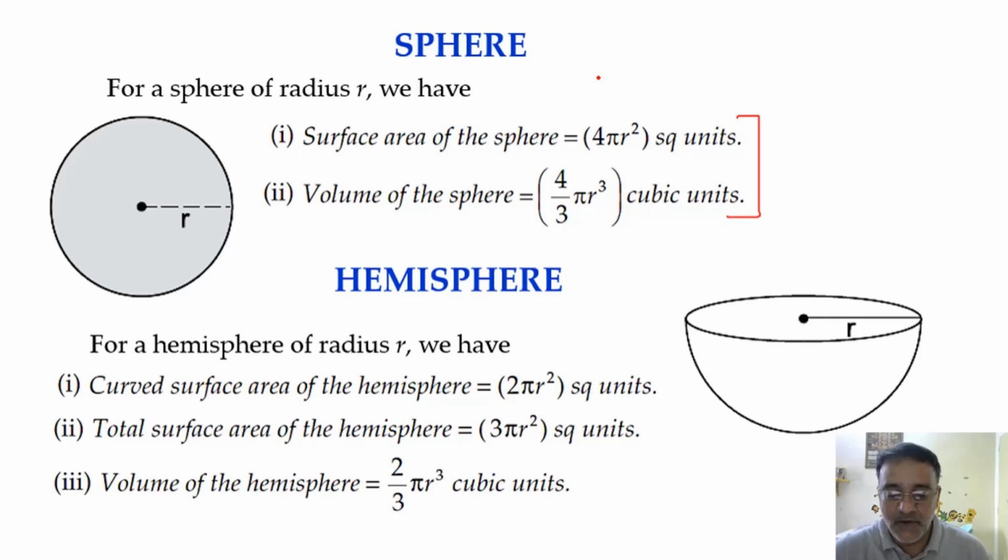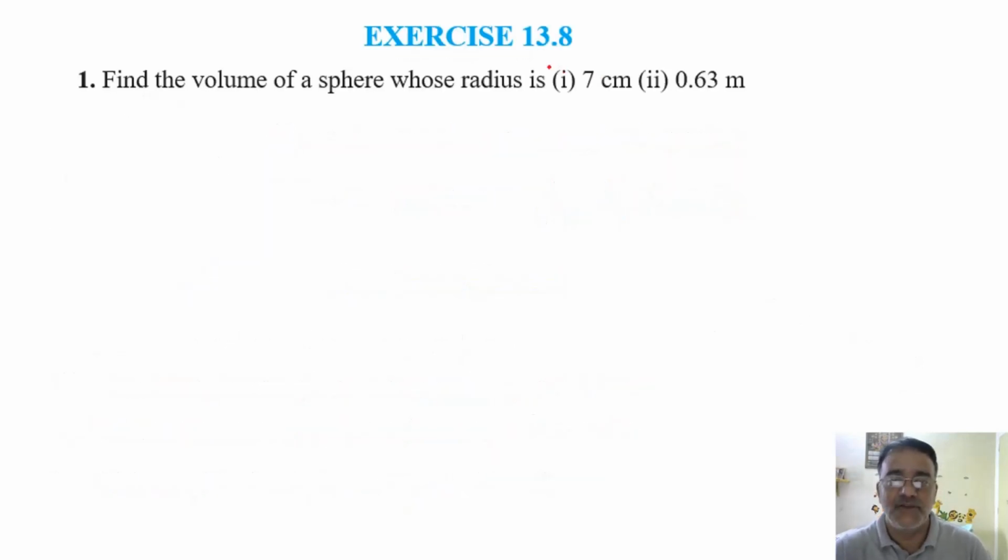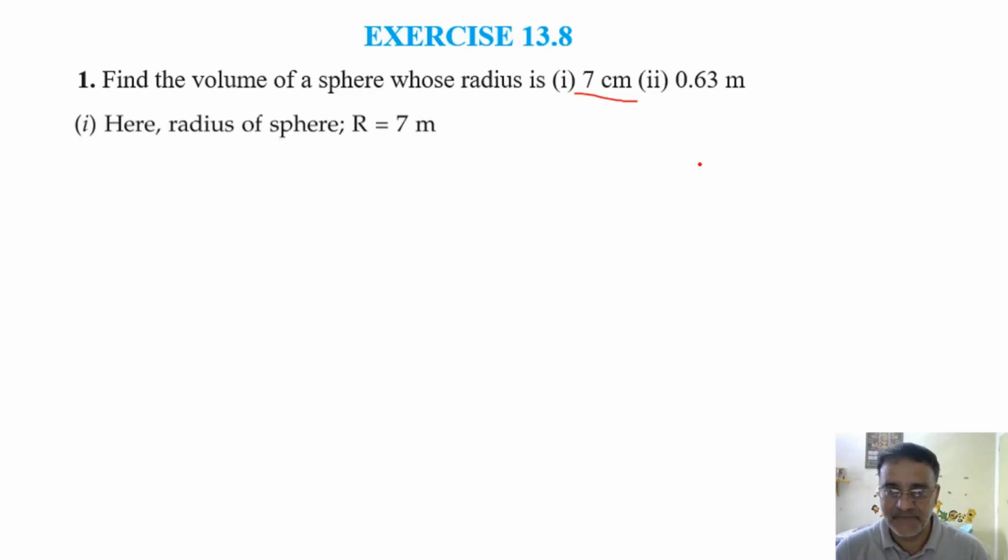Very good. Okay, now we are going to start Exercise 13.8, which is completely based on sphere and hemisphere. Volume. First question: find the volume of a sphere whose radius is 7 centimeter. This is the direct question. Radius is given, and we require only the radius to find the volume of a sphere. So let us start with the first bit. Radius is given, 7 centimeter.